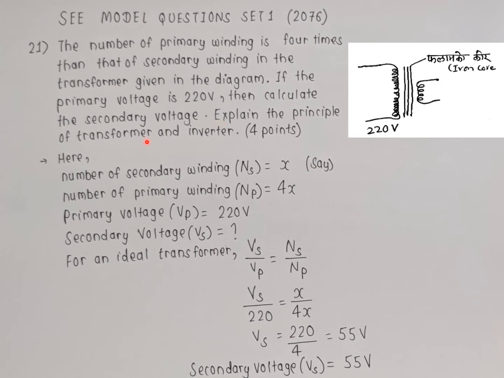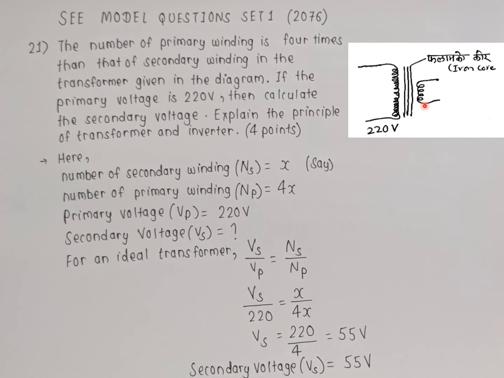Explain the principle of transformer and inverter. In total, the question carries 4 points. You see the diagram here for the transformer. Basically, a transformer has a primary coil and secondary coil wound around some core, in this case the iron core. In this question, the primary winding is the number of turns in the primary coil, and secondary winding is the number of turns in the secondary coil.